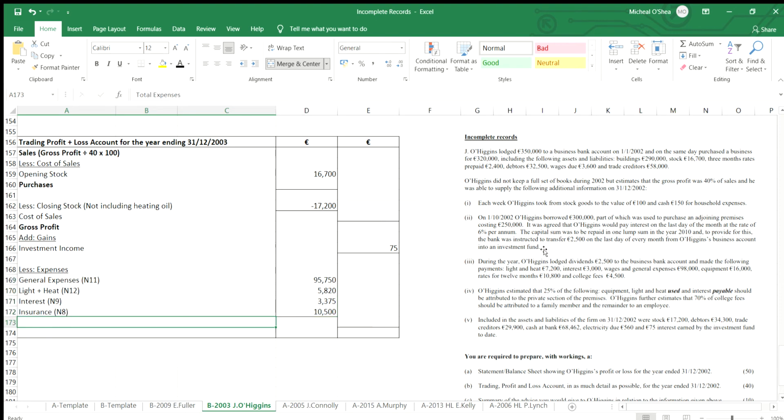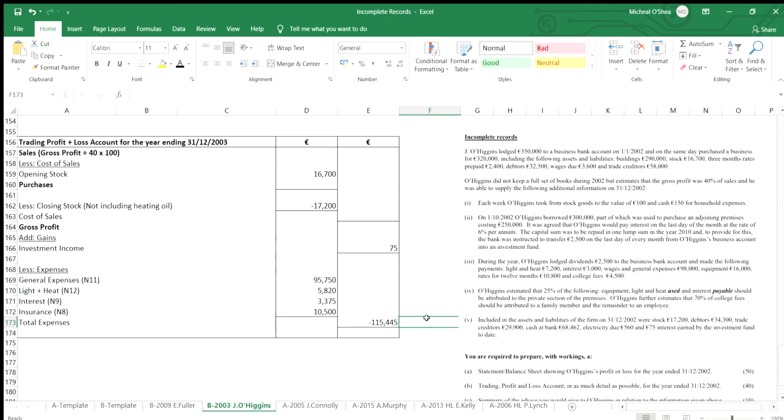There's nothing else in the question that we had yet to adjust because college fees, remember, was included in wages. So I have all my expenses, so I can total those up. And I can find that my total expenses came to 115,445. That's my total expenses.